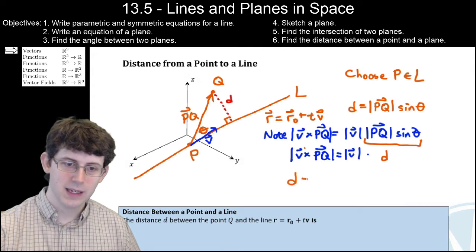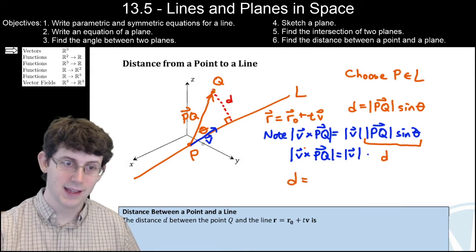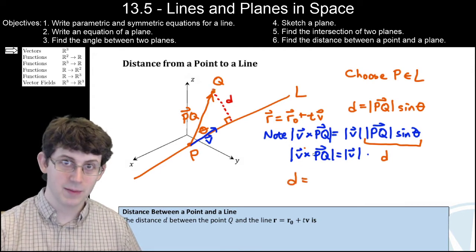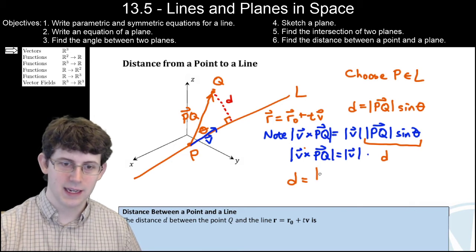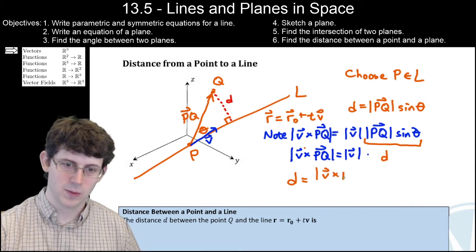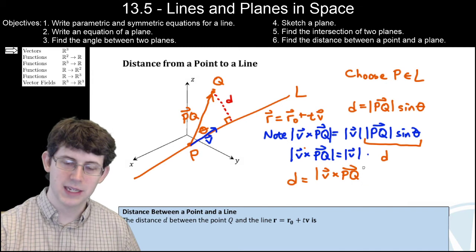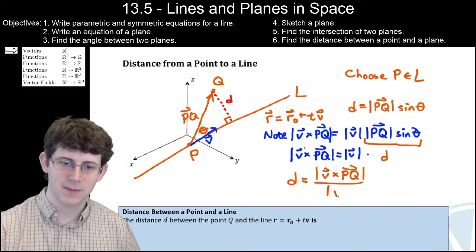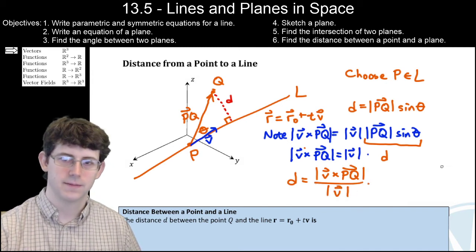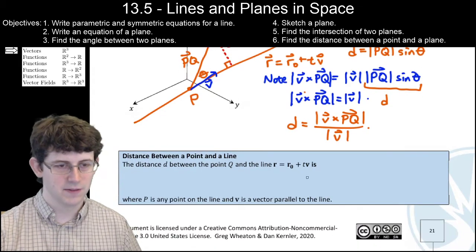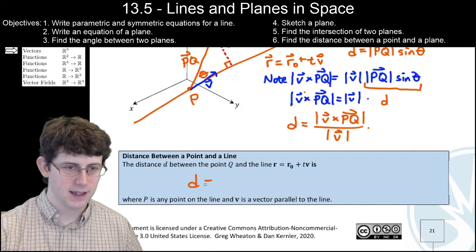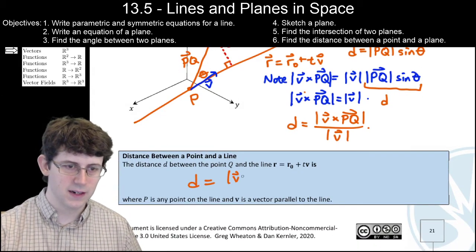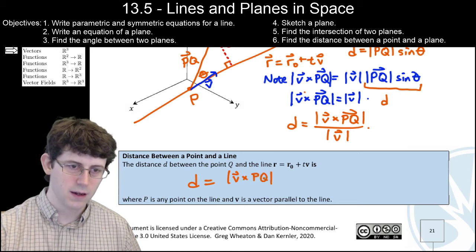So this just gives us our formula for what the distance is. The distance between a point and a line is you pick a point P on the line, and then you find this cross product formula: V cross PQ, take its magnitude, divide by the magnitude of V. So we can write this down as a formula. The distance is magnitude of V cross PQ divided by magnitude of V.